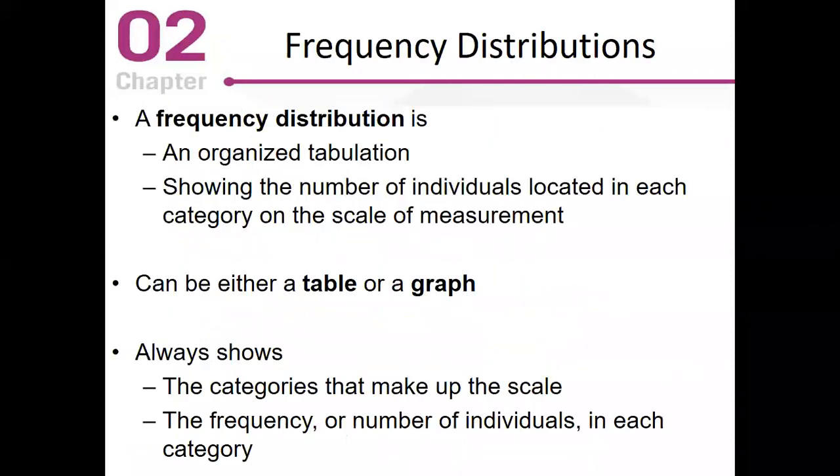So all a frequency distribution is, is an organized table. What it's going to do is show us the number of individuals that have scored each possible value. Put differently, we're going to get the number of people or the number of cases that have scored a particular category or a particular response on the scale of measurement. Now, these can be either tables or graphs, but regardless, we're always going to have the categories that make up the scale and the number of people that fall into each category.